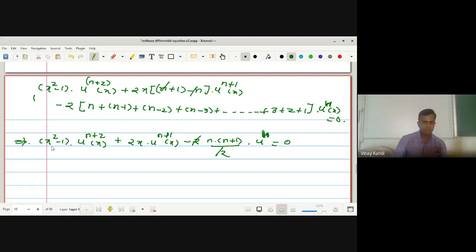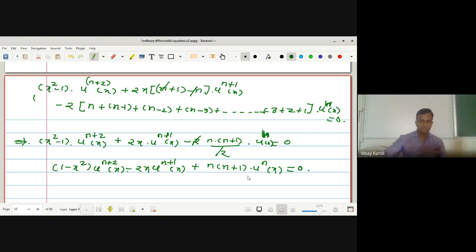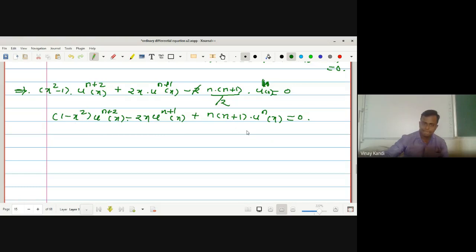Now taking minus n common here, it creates 1 minus x square, u raised to n minus n plus 2 of x, minus 2x into u raised to n plus 1 of x, and this one is plus now n into n plus 1 into u raised to n of x, is equal to 0. आता हा कोणासारखा दिसतोय? लेजेंडरीज इक्वेशन सारखा दिसतोय का?